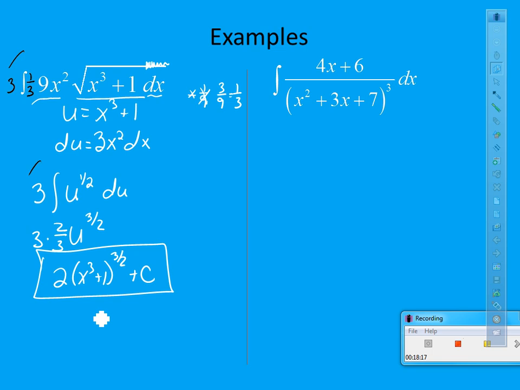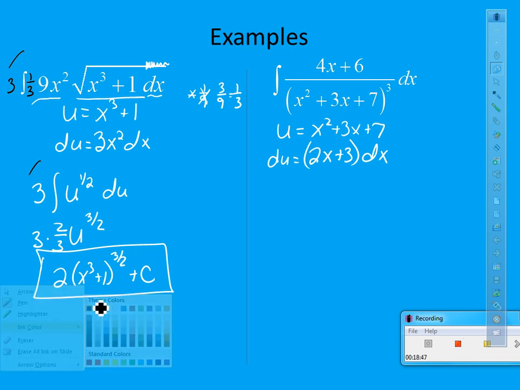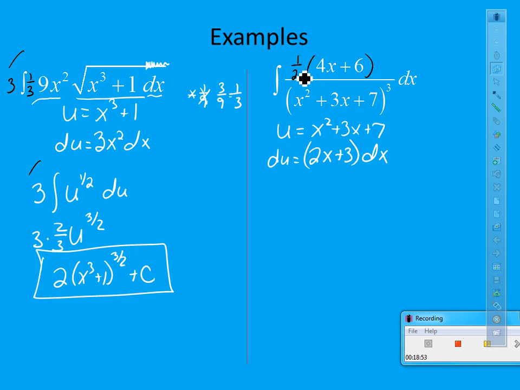So not too many more examples. I added in a couple of more examples since I wasn't there to catch questions, but here goes. My u is going to be x squared plus 3x plus 7. That makes my du 2x plus 3 dx. So I need to see a 2x plus 3. I don't. So here's what I'm going to do. I can turn 4x plus 6 into 2x plus 3 by multiplying by 1/2. If I do that, then out here is a 2, because 2 times 1/2 is 1.